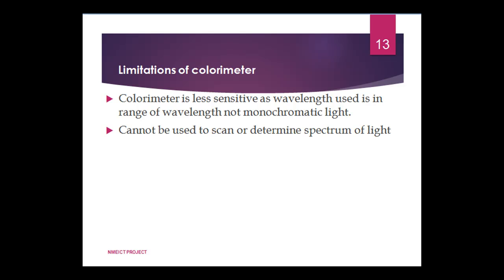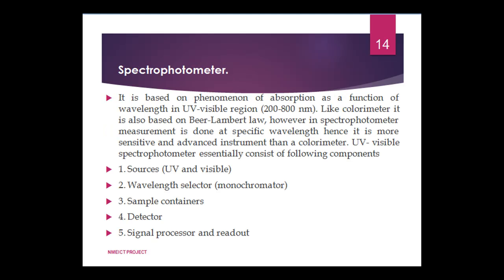There are also some limitations associated with the colorimeter, and a few of them are: the colorimeter is less sensitive as the wavelength used is a range of wavelengths, not monochromatic light, and it cannot be used to scan or determine the spectrum of light. Now we'll discuss another technique which is widely used along with the colorimeter to measure the intensity of light, that is the spectrophotometer.